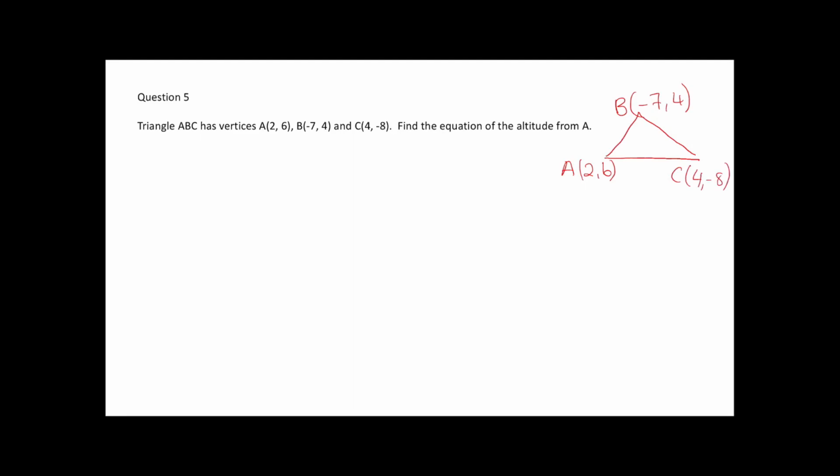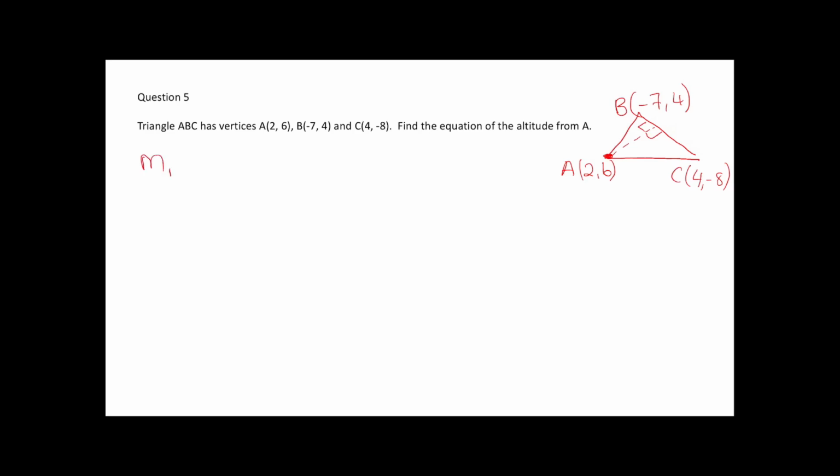So there's my triangle there. The equation of my altitude is from A. From A means that it's starting at A and it's travelling down to meet the line BC. An altitude would reach BC at a 90-degree angle. So we can use the fact that we know that BC must be perpendicular to our altitude to help us find the gradient.